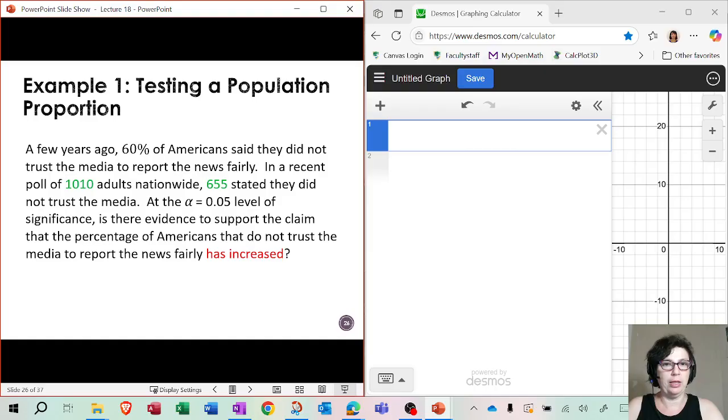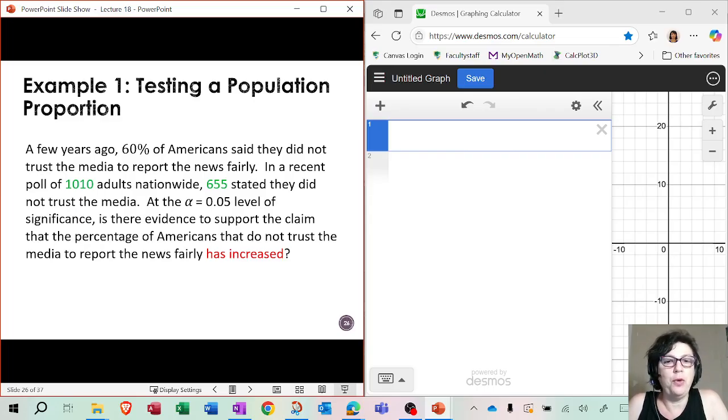Okay, so let's look at the first example. In this example, they say a few years ago, 60% of Americans said that they did not trust the media. Okay. And in a recent poll of 1,010 adults, 655 stated they did not trust the media. I think that is a little bit of a weird result, but whatever. I think now it's probably like 1,000. But anyway, okay, at the alpha equals 0.05 level of significance, is there evidence to support the claim that the percentage of Americans that do not trust the media increased?